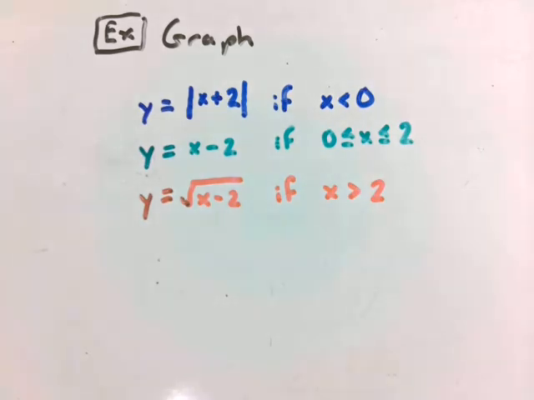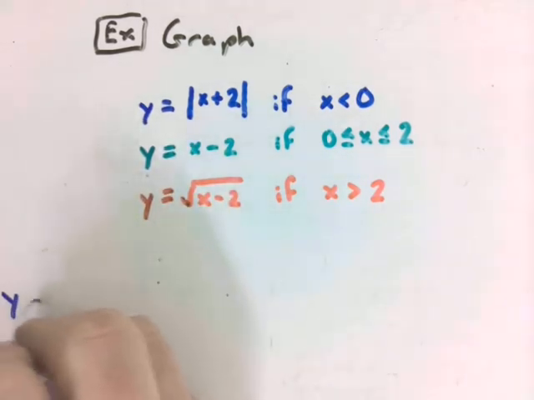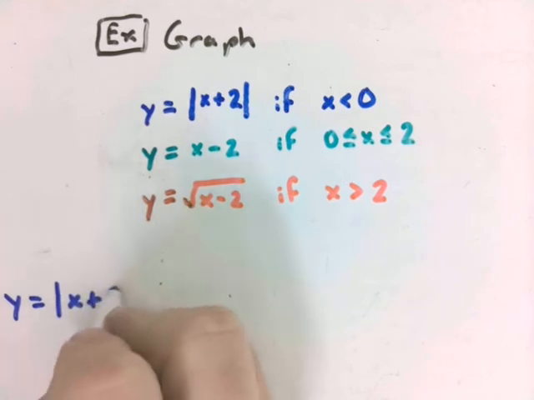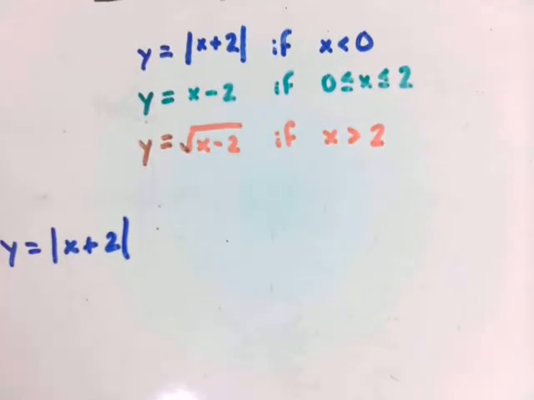That blue graph is y is equal to the absolute value of x plus 2. I'm going to cut this graph up into kind of two pieces. So first, let me just talk about y is equal to the absolute value of x plus 2. If you're going to do this graph the fast way, what you need to remember is what the parent function looks like for absolute value.